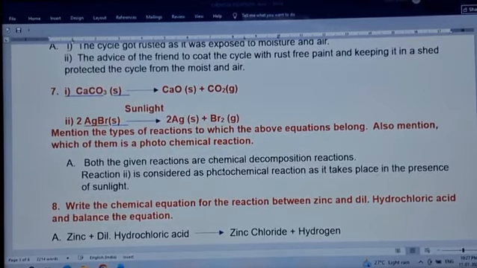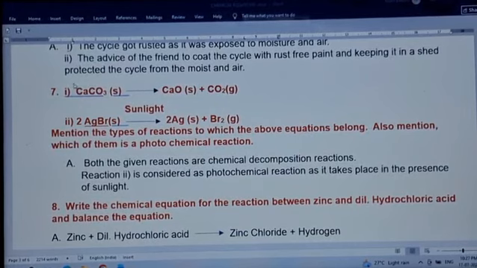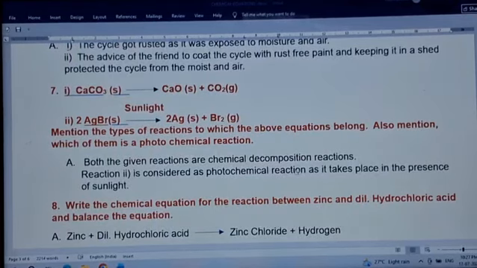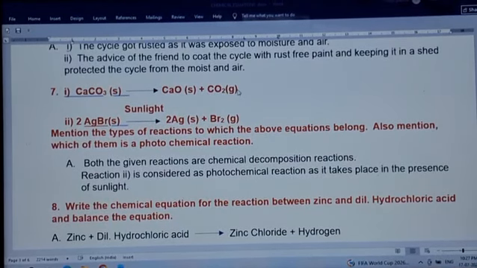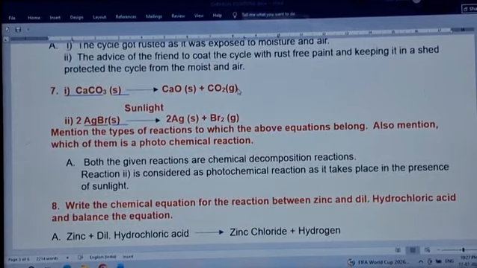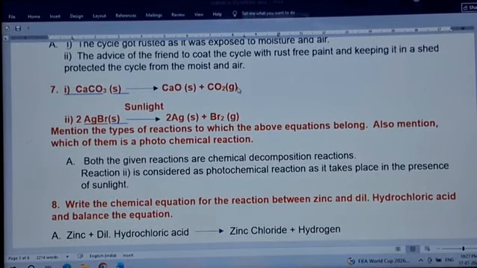Both the given reactions are chemical decomposition reactions. They got decomposed. Reaction 2 is considered a photochemical reaction as it takes place in the presence of sunlight. Calcium carbonate just gets decomposed into calcium oxide and carbon dioxide, children. But in the presence of sunlight, silver bromide is separated. So it is taking place with the help of light, that is sunlight energy. So it is a photochemical reaction.